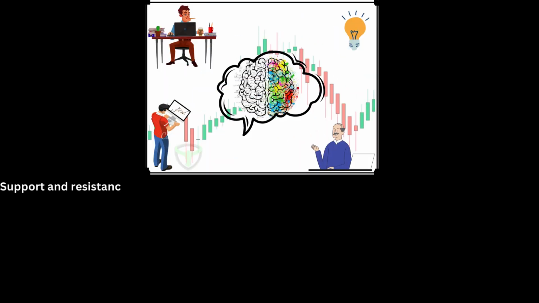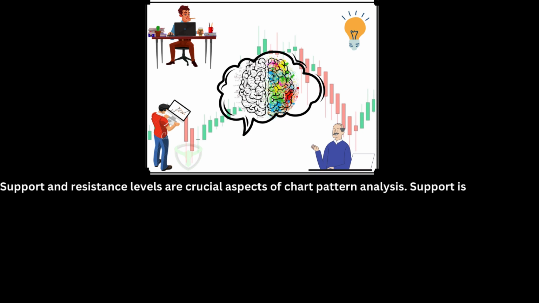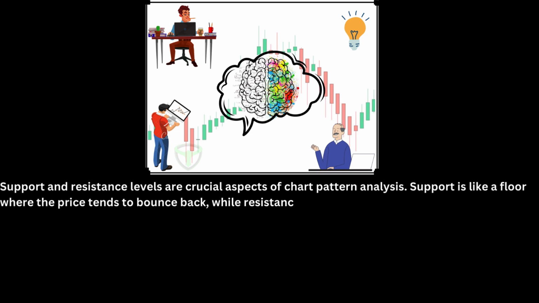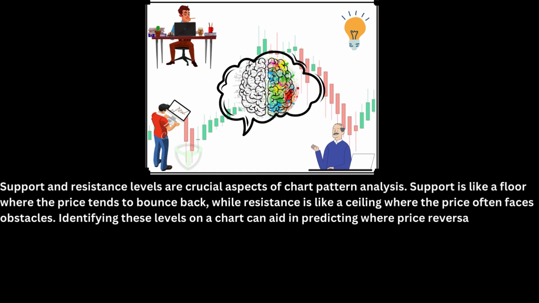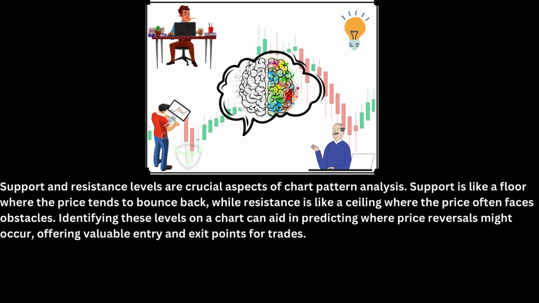Support and resistance levels are crucial aspects of chart pattern analysis. Support is like a floor where the price tends to bounce back, while resistance is like a ceiling where the price often faces obstacles. Identifying these levels on a chart can aid in predicting where price reversals might occur, offering valuable entry and exit points for trades.